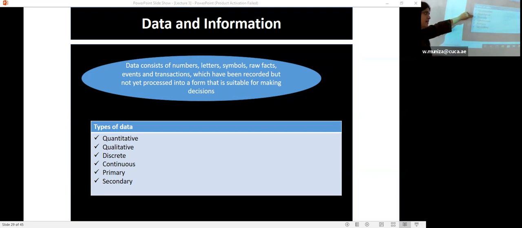Aisha, can you please tell me what is discrete data? Yes, Aisha? Yes, anyone from the class? Data which is not continuous. Very good. The data which is not continuous is discrete. So what is the data which is not continuous?